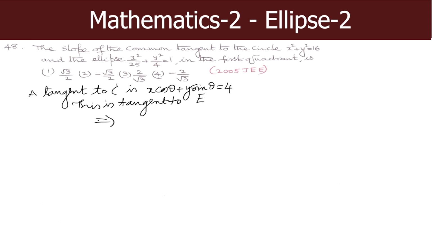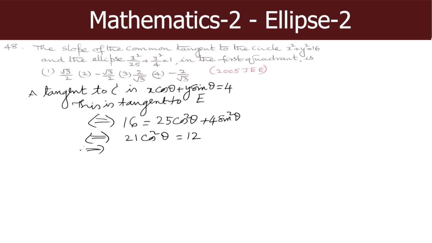If and only if p squared, 16, equals a squared, 25 cos squared theta plus b squared, 4 sin squared theta. 4 can be subtracted from both sides. 21 cos squared theta equals 12, or cos squared theta equals 4 by 7. So cos theta equals, because theta lies in the first quadrant, 2 by root 7.